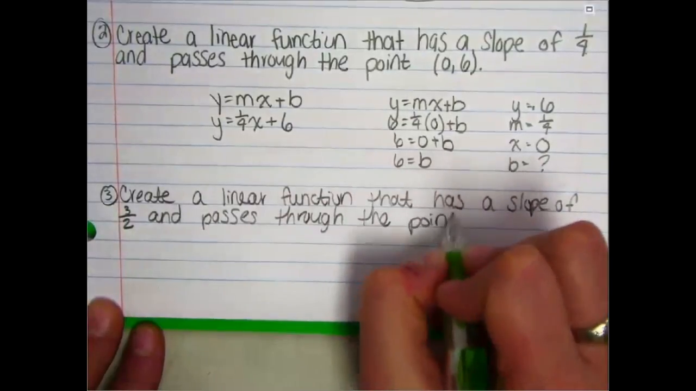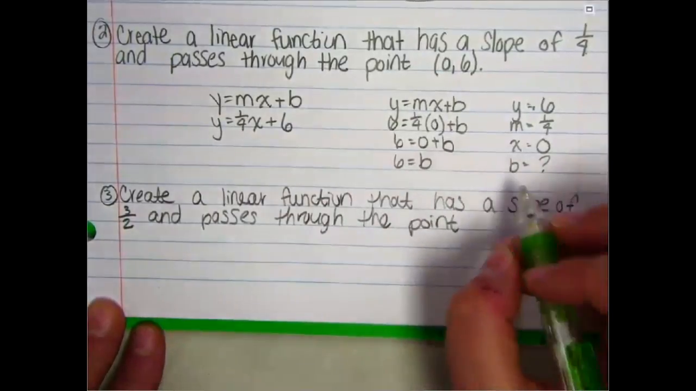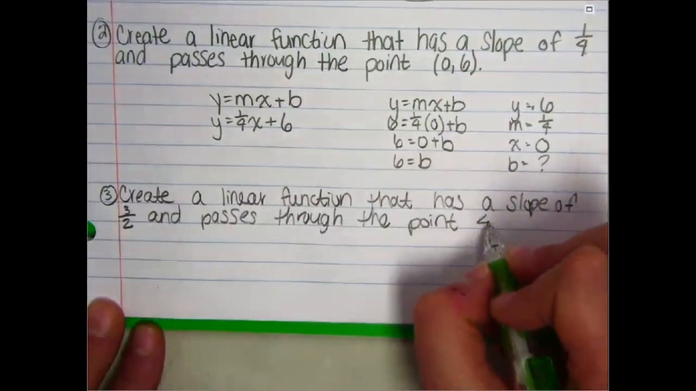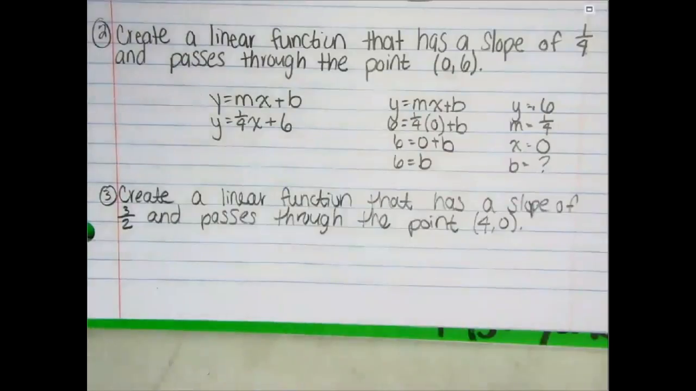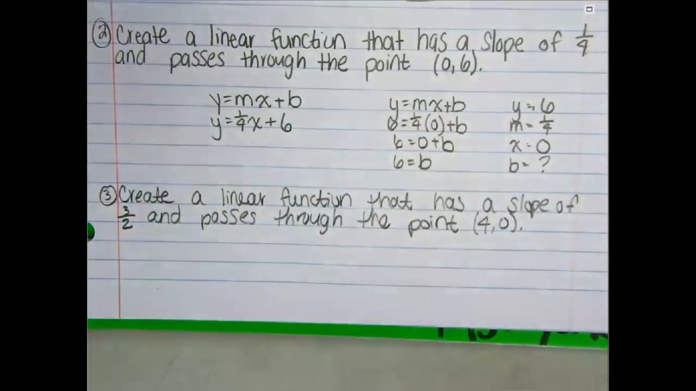Let me give you another one. If you just want to say slope is this, point is this, that's fine. All right, I want you to create a linear function that has a slope of 3/2 and passes through the point 4, 0. Create a linear function.